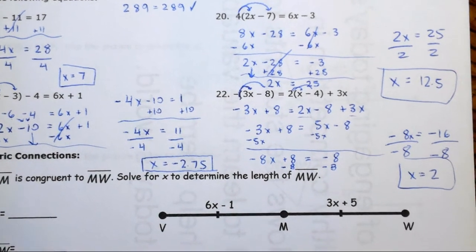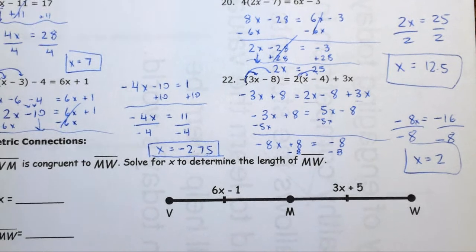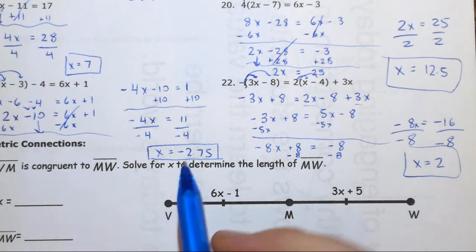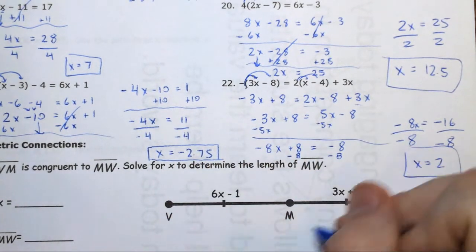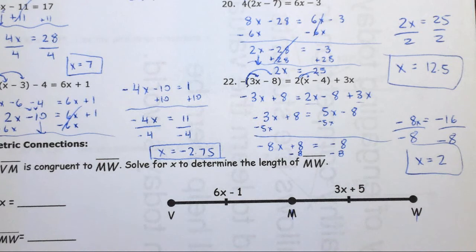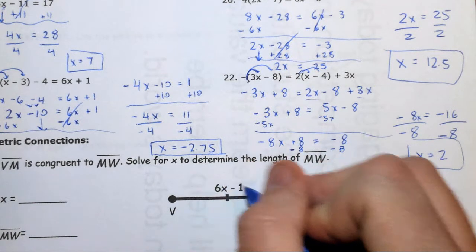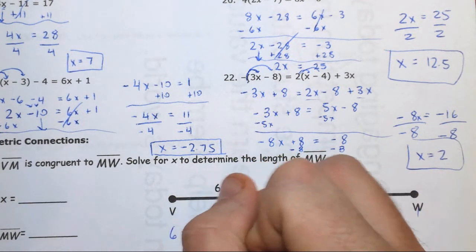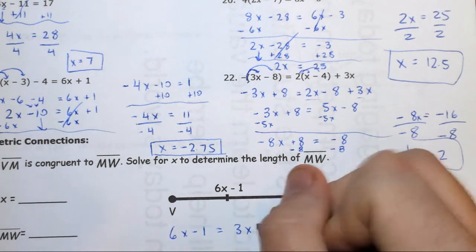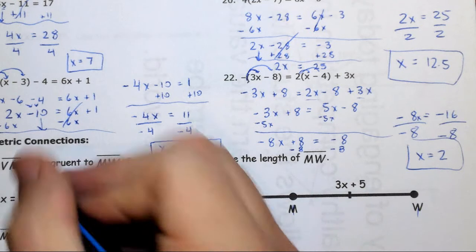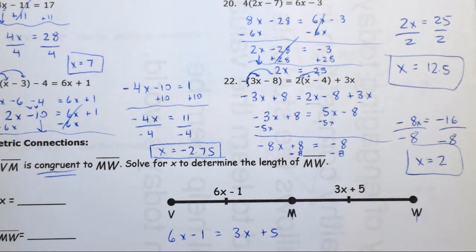Alrighty, now we're doing geometry and stuffs. Alright, this first question says, VM is congruent to MW. Solve for x and find MW. Alright, well, it's saying that VM is congruent to MW. What do we know about congruency? We know that those things are equal. So, I'm going to take the length of this, 6x minus 1, and set it equal to 3x plus 5 because they are congruent. They are equal to each other.